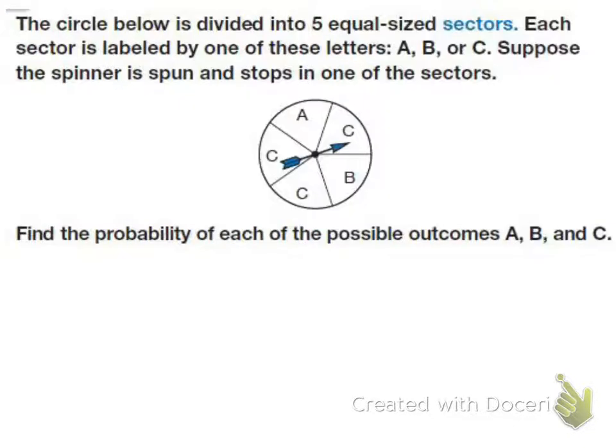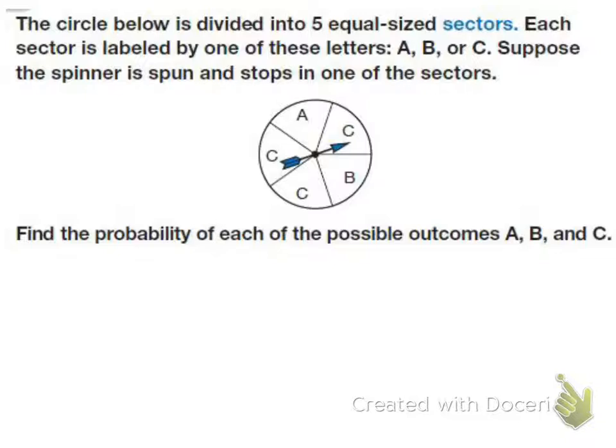Okay, now most experiments involve probability. Some experiments that involve probability are tossing a coin or spinning a spinner and pulling objects out of a bag. Okay, the possible results of such experiments are called outcomes. Okay, so this says the circle below is divided into 5 equal-sized sectors. Sectors are just these pieces. Okay, each sector is labeled by one of the letters, A, B, or C. Suppose the spinner is spun and stops on one of the sectors. Find the probability of each possible outcome, A, B, and C.